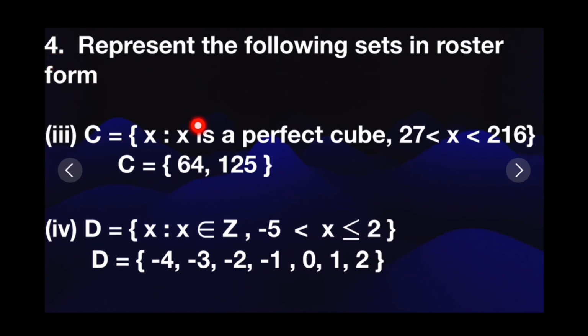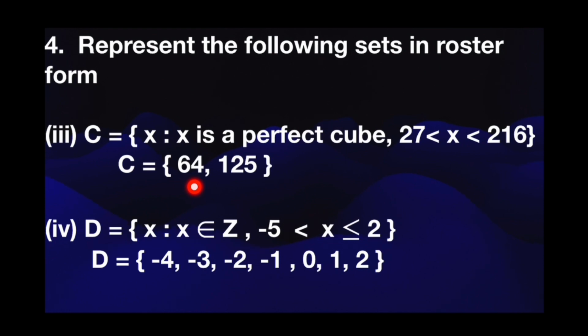Question number 4, the same question. Number 3, C. We have to write it in roster form. C is equal to x such that x is a perfect cube and 27 is less than x is less than 216. 27 is a perfect cube and the cube root is 3. 3 cubed is 27. So the next number will be 4 cubed. 4 cubed is 64, which is less than 216.